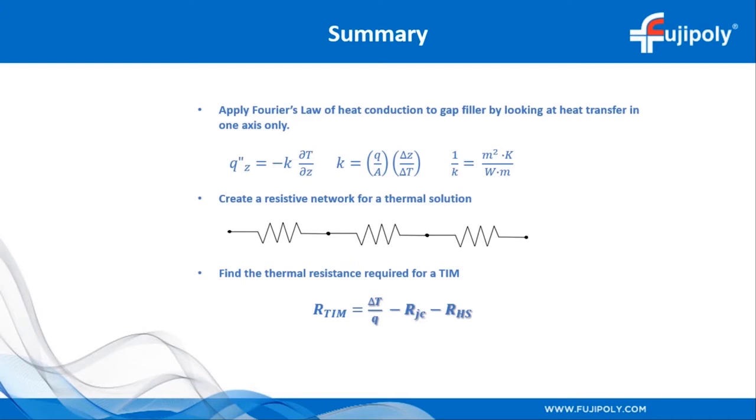And quickly, just to summarize some of the things we discussed, we learned how to apply Fourier's law and how to create a resistive network to determine a target thermal resistance. You could use the same resistive network to determine a target delta T, which can then be used with the data on our data sheets to help in material selection.